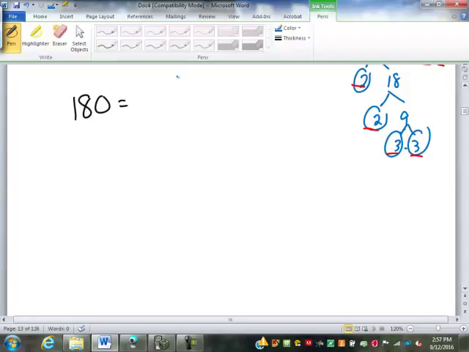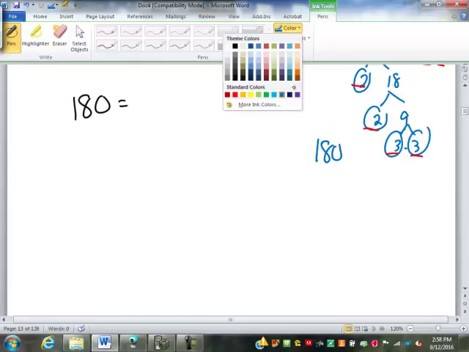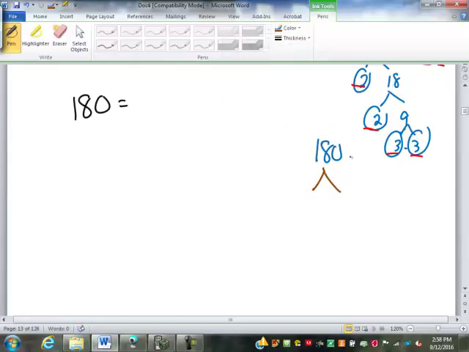Okay, so 180. I start out with my tree here, 180. What's one number that can go into 180? 10. I see it ends in the 0, so 10 would be a good spot to go. If I divide by 10, I'm left with 18. Good. 10 can split into 2 and 5. They're both prime, so I'm going to circle them. 18 splits into 6 and 3. The 3 is prime, so I'll circle that. 6 splits into 2 and 3.